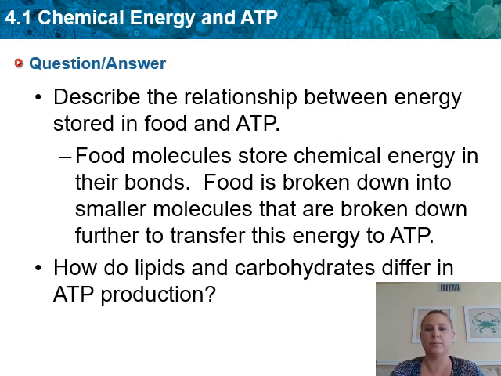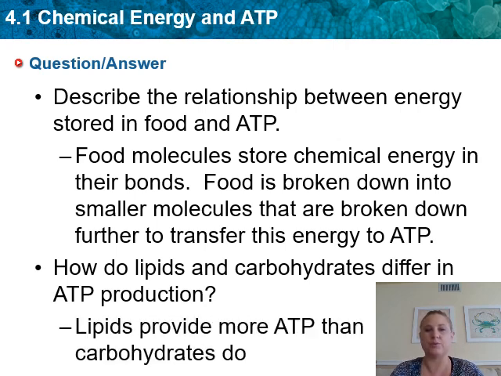And how do lipids and carbohydrates differ in ATP production? Well, lipids provide more ATP than carbohydrates do, but we burn carbohydrates first, so they're the first or the main source of energy for our cells.